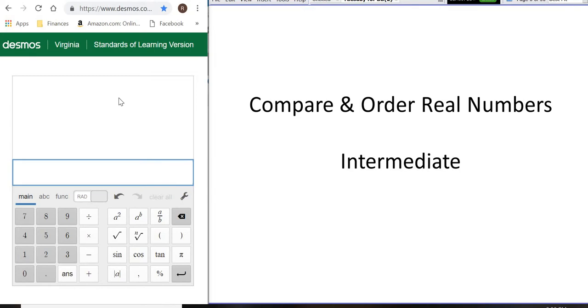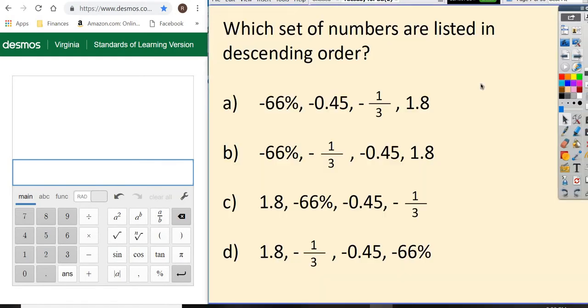Okay, so we're going to compare and order real numbers. This is the intermediate section. The trick to this is always, always, always using your calculator. So here it's asking us which set of numbers are listed in descending order.